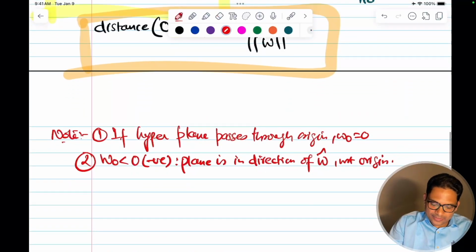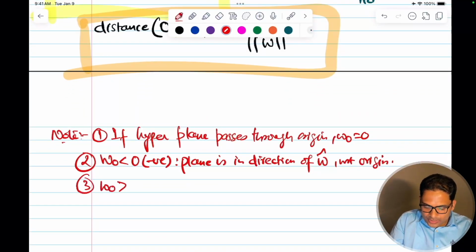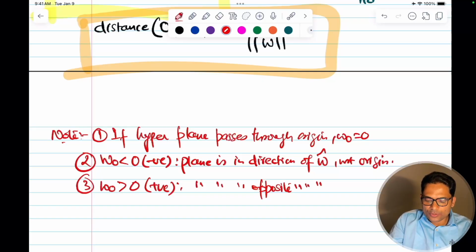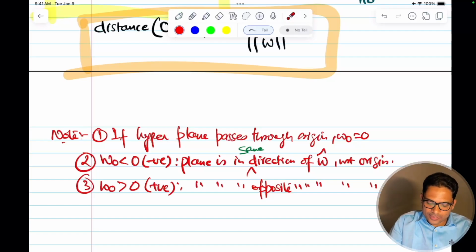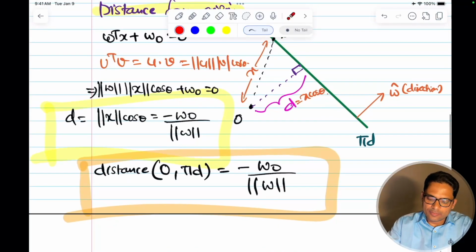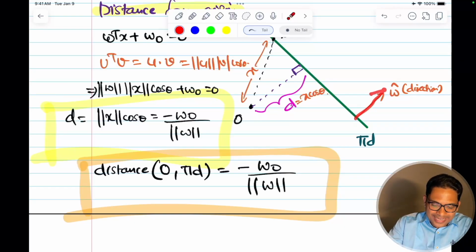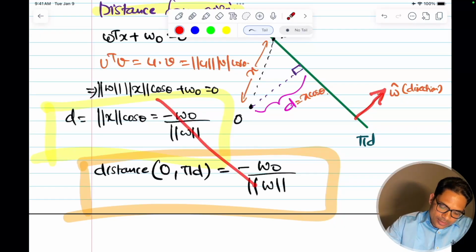And the other way around, if my w naught is greater than 0, that is positive, then the plane is in the opposite direction of the unit vector with respect to the origin. It is the same direction if negative, and if it is positive, then it is in the opposite direction. I hope you get the point. If w naught is positive and my unit vector is pointing this side, then my plane will be on the other side of the origin, at the same distance.